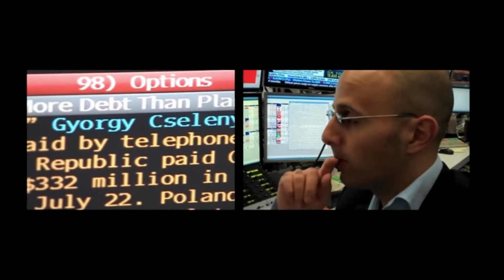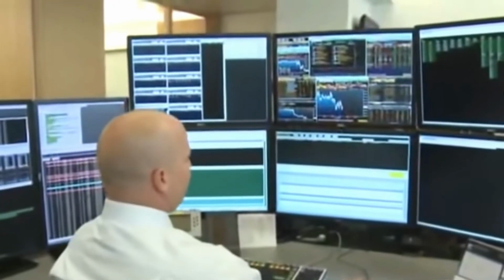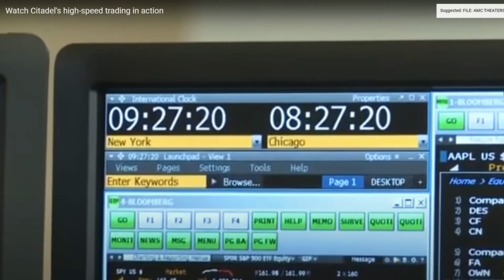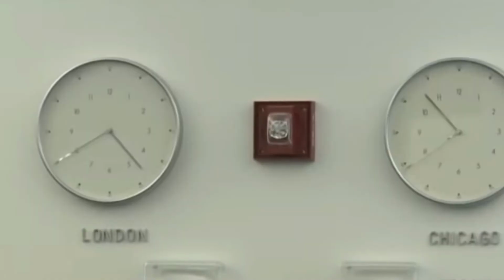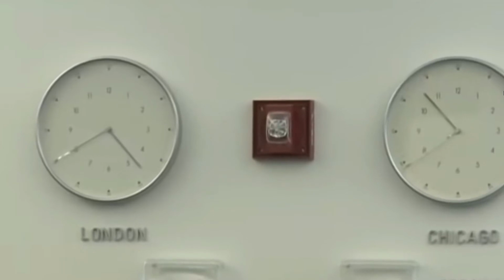Then we have retail brokers. These brokers make it easier for retailers to use smaller trading sizes. For example, in the interbank market, the standard trade size is 1 million units. Retail brokers allowed individuals to trade as little as 1,000 units.